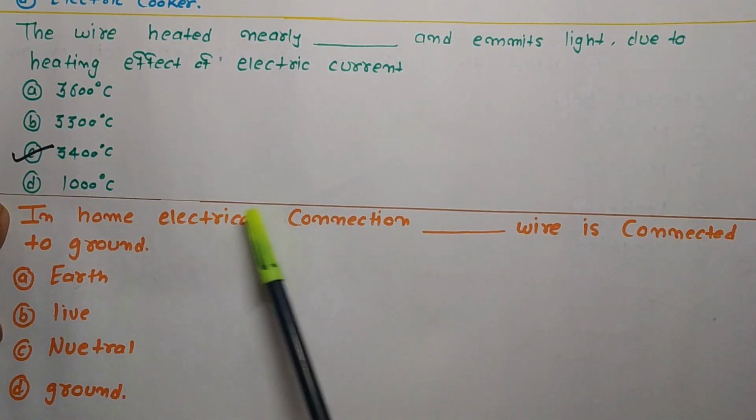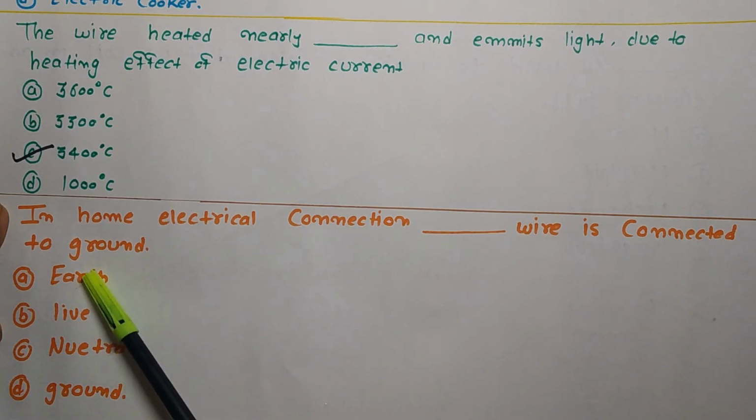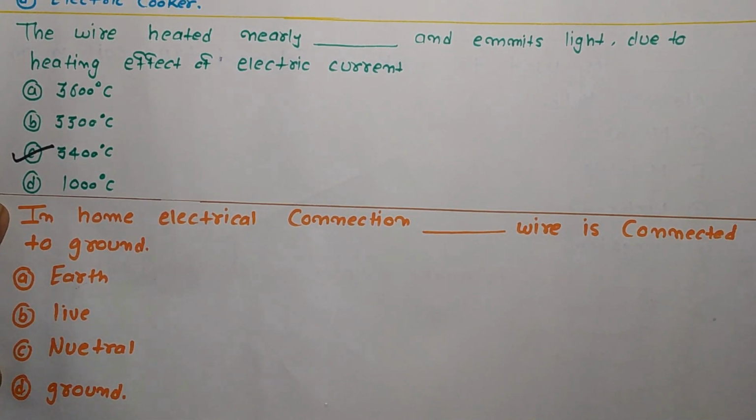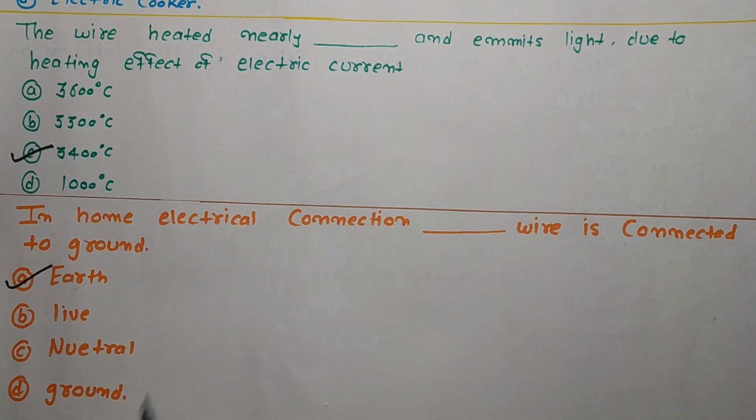In home electrical connection, dash wire is connected to the ground? A. Earth, B. Live, C. Neutral, or D. Ground? So the correct answer is A. Earth wire is connected to the ground.